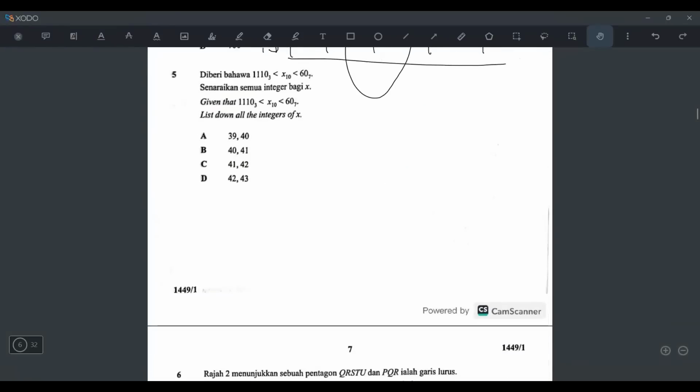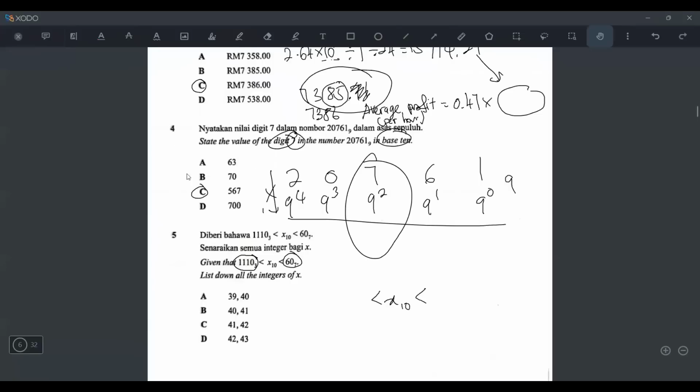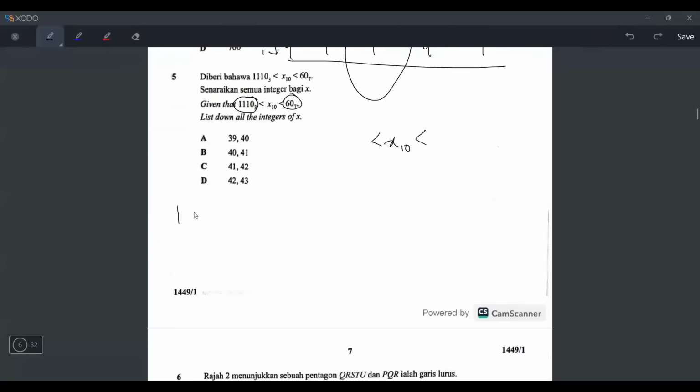Okay, number 5. Given that x base 10 is in between 1110 base 3 and 60 base 7. List down all the integers of x. First of all, this is in base 3, this is in base 7. So it's very hard to see the possible values of x. I need to change this to base 10 and base 10. And how to change to base 10? I just told you just now in question 4. So how to do that?